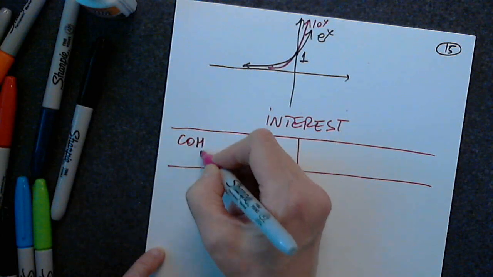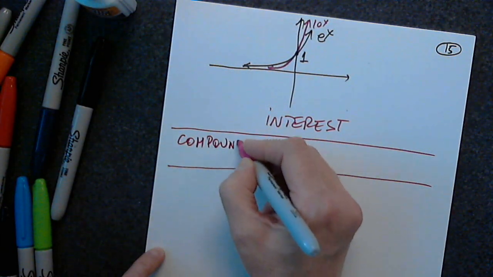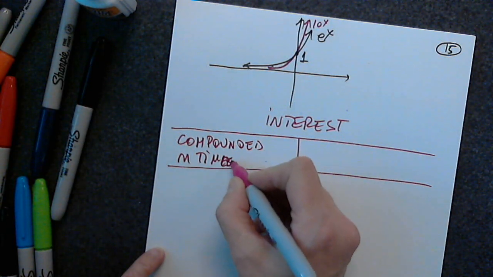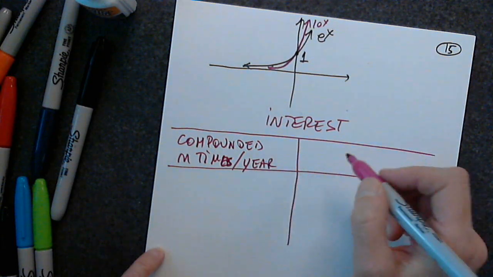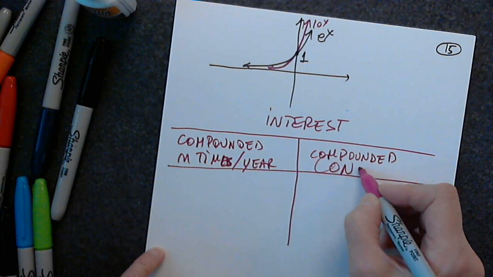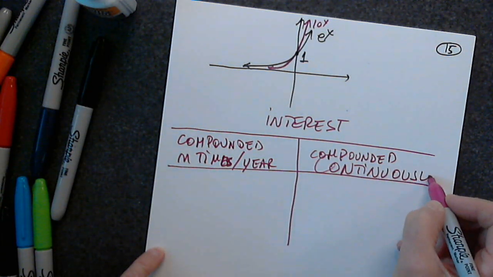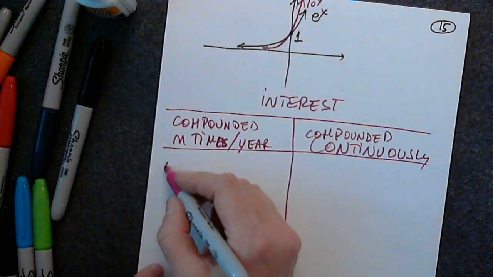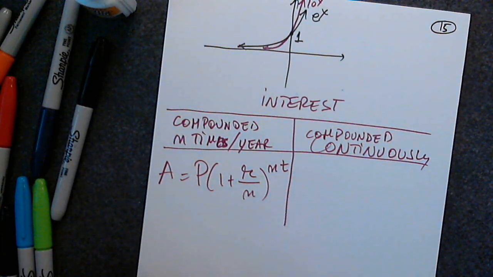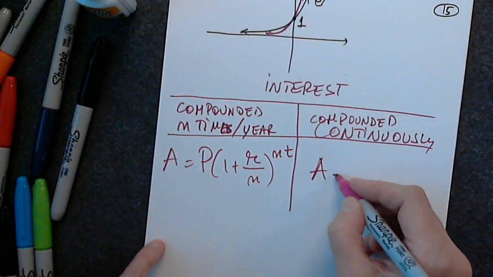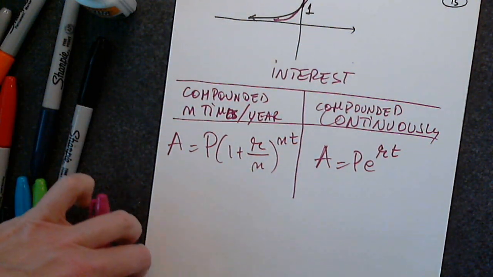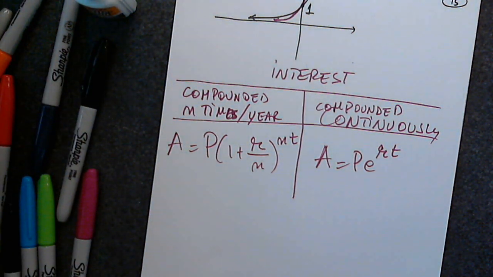Compounded, recalculated N times per year, and compounded continuously. Two different formulas. A equals P, 1 plus R over N raised to NT. I'll explain each piece in a second. And A equals P e to RT. So let's talk about this, and then I'll list the significance of each.